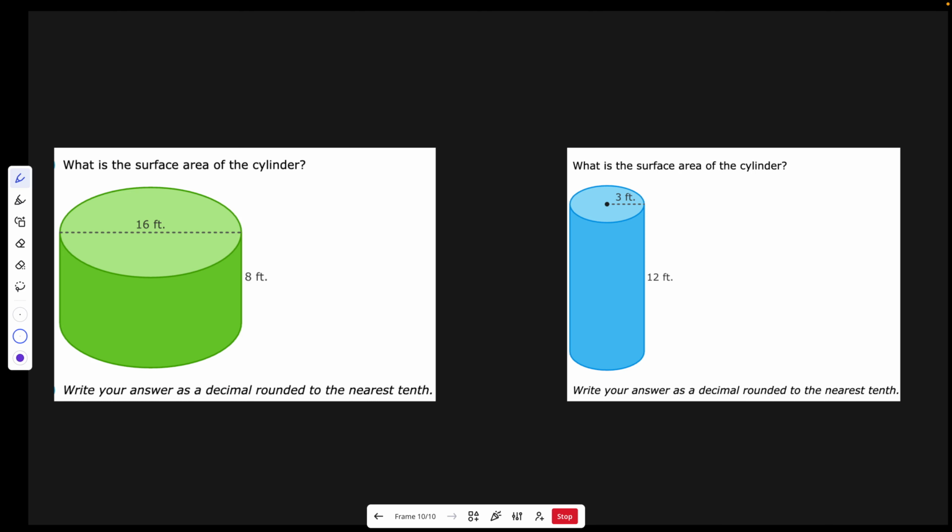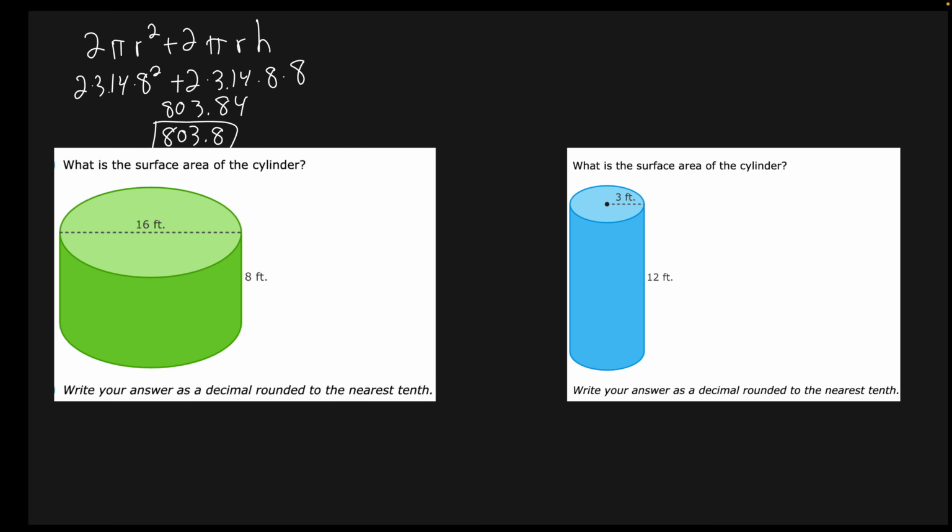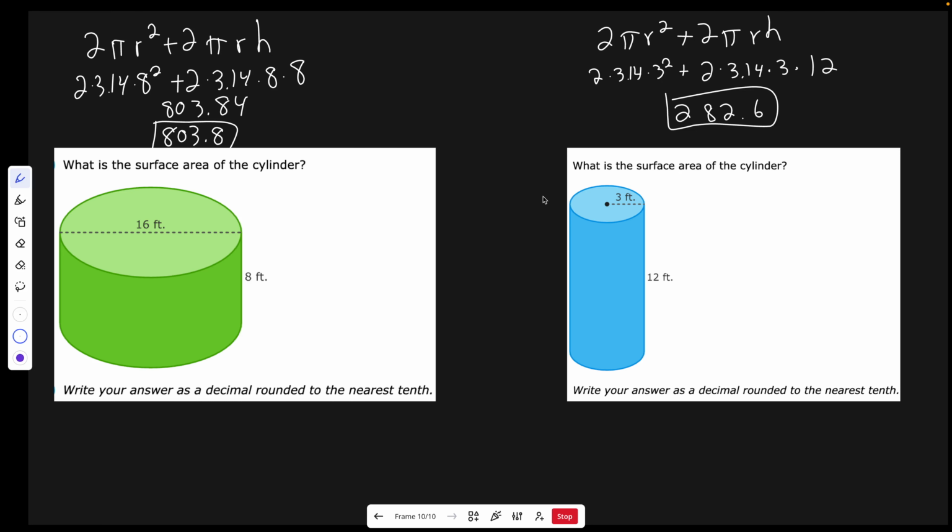Okay, now that you've had time to work these problems, let's check your solutions. Okay, for the first problem, here is the work. Your final answer should have been 803.8. And for the second problem, here is the work. Your final answer should have been 282.6.